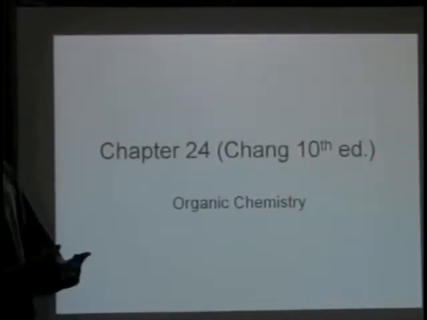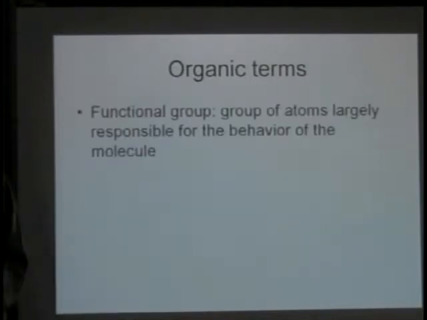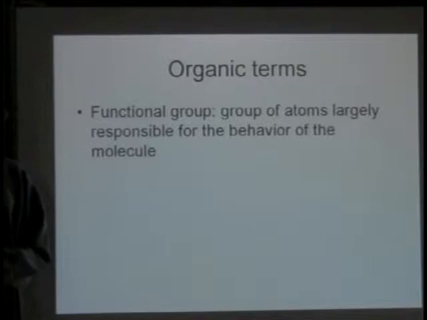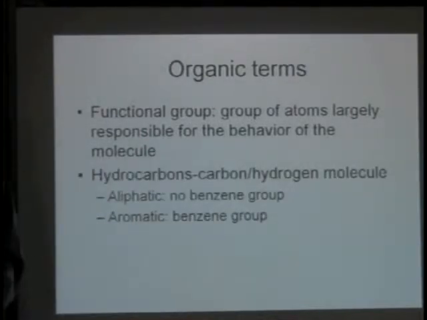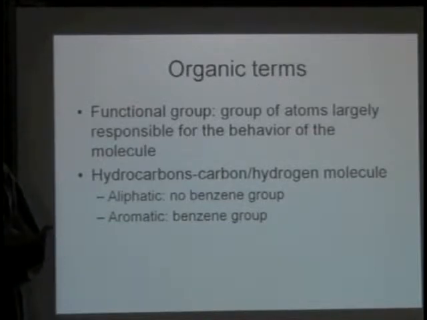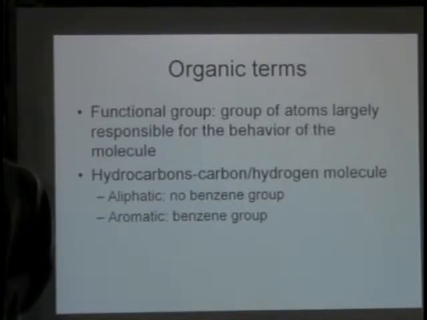Alright, so this is chapter 24 of organic chemistry. Some organic terms: we've got a functional group, which is a group of atoms largely responsible for the behavior of the molecule. A hydrocarbon is a molecule made of hydrogen and carbon. Aliphatic does not have a benzene group, and aromatic has a benzene group.